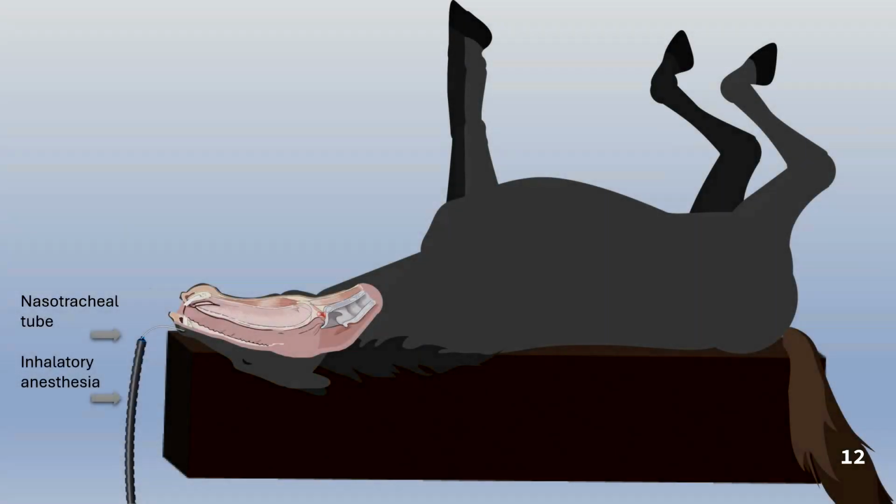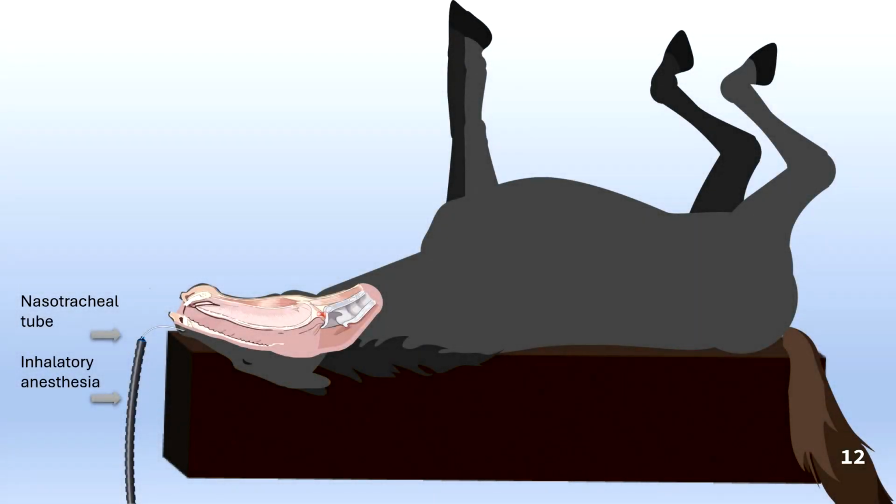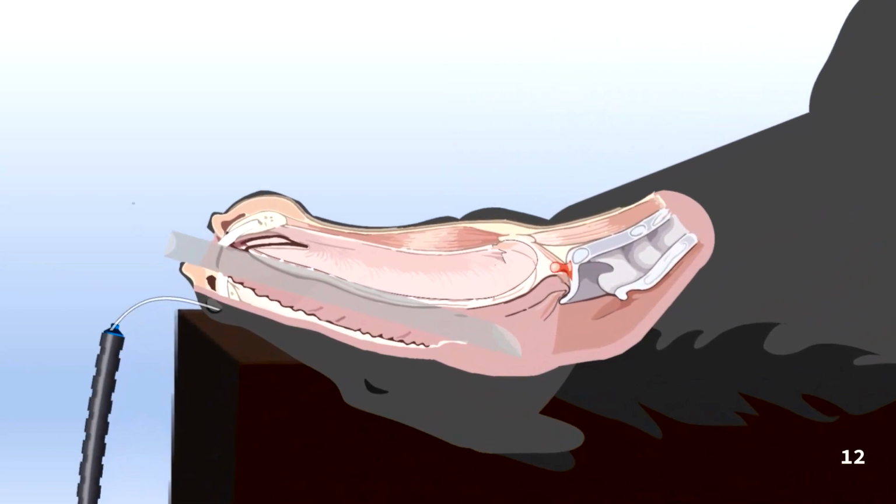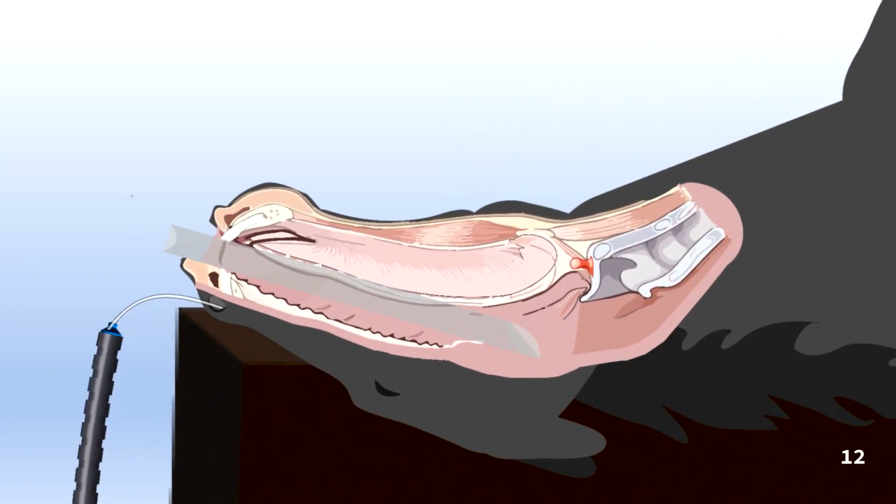A nasotracheal tube is used to keep the horse under general anesthesia in dorsal recumbency. The modified vaginal speculum facilitates access to the oral cavity and throat, serving as a retractor while providing protection to soft tissues and ensuring a consistent pathway to the nasopharynx.